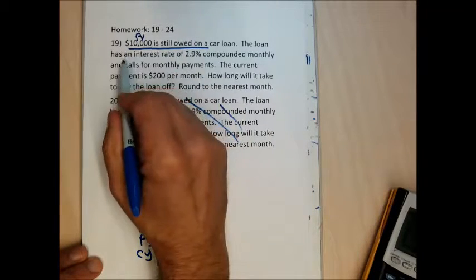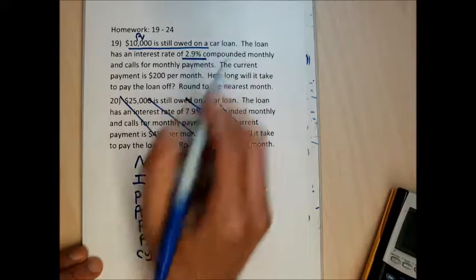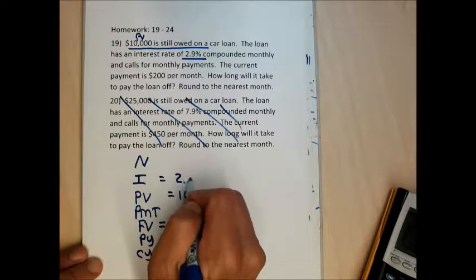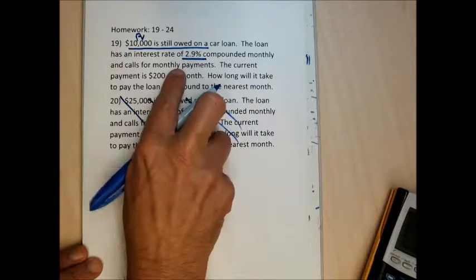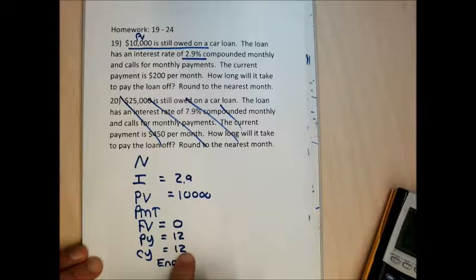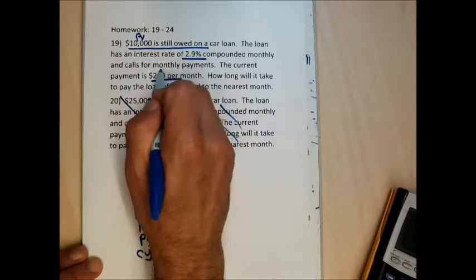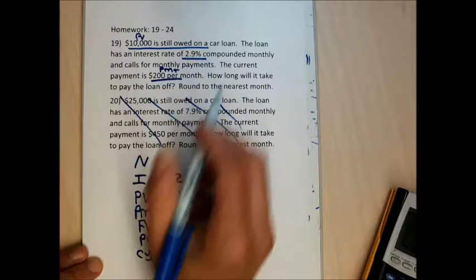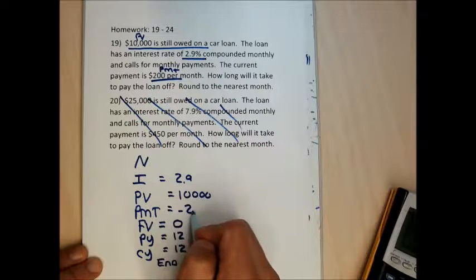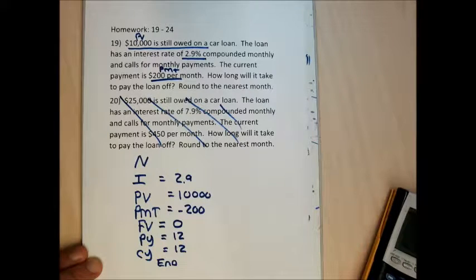The loan has an interest rate of 2.9%. That's going to be my I, and it calls for monthly payments. The monthly payments make the PY and the CY 12. The current payment is $200 per month. That's a PMT, and PMTs for car payments or house payments go in as negatives.